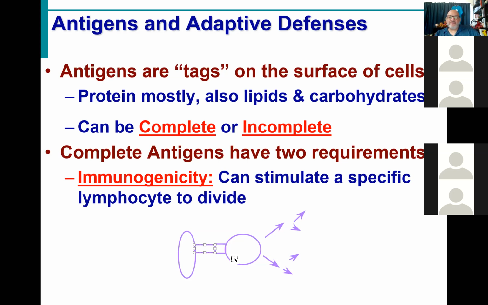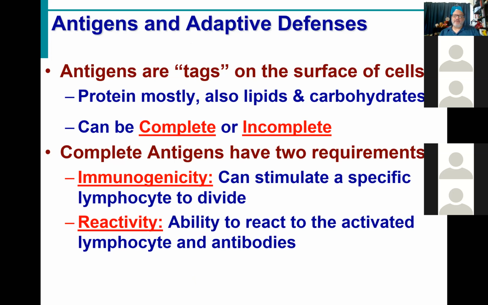That ability to stimulate the division of this activated cell is what basically we mean by saying immunogenicity. So the specific cell that is specific to this antigen, that lymphocyte, is able to divide in response to that exposure. That is an important part of being an antigen. However, the first part of being an antigen is that reactivity, that ability to activate the lymphocyte. So when it comes across it the first time, it actually has to activate the lymphocyte so that it can then be immunogenic.